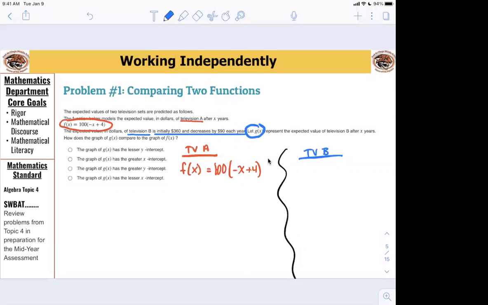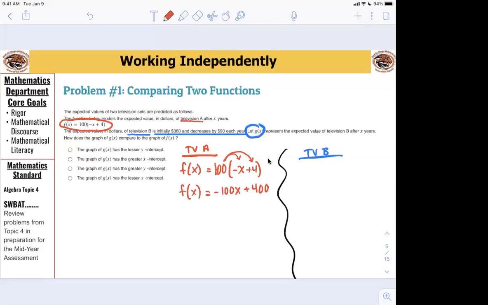So let's start with television A because there's already an equation. But what's wrong with this equation and what can I do to it to make it more useful? Distribute. Yeah, we're going to distribute because right now this is not written in slope-intercept form. But if we distribute, it'll turn into slope-intercept form. So distributing, this is 100 times negative x, so it's going to be negative 100x. And then 100 times 4 is 400. So now I have y equals mx plus b. This is a lot more useful to me.